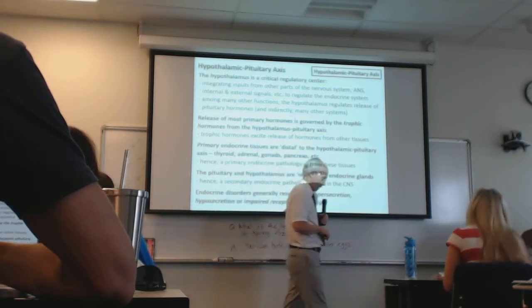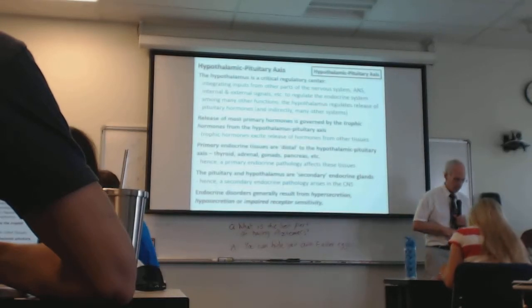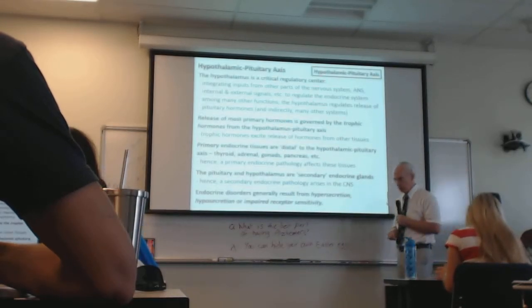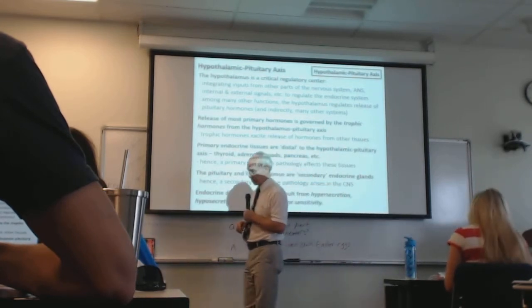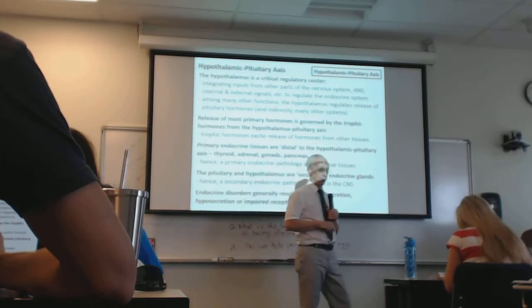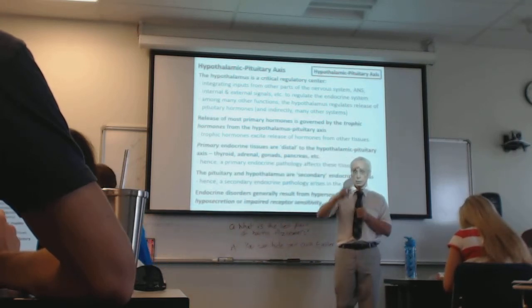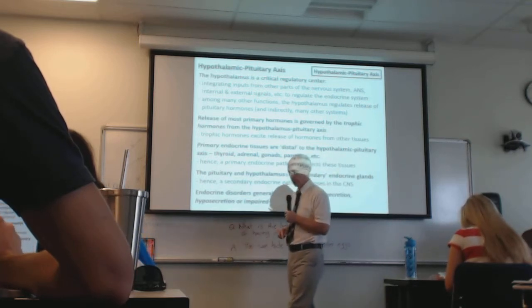These are called the hypothalamic releasing hormones for now, that travel down to the pituitary gland, causing the anterior pituitary to release its own set of hormones. But you can see it all begins with the hypothalamus. So we call that the hypothalamic pituitary axis.